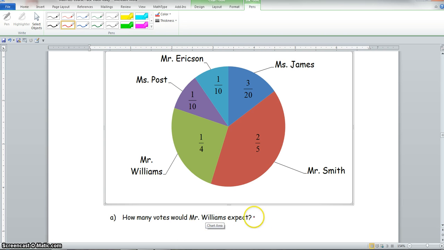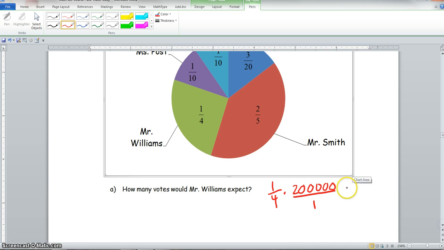It says, how many votes would Mr. Williams expect? Now remember, we'll go to Mr. Williams. He has 1/4. So it'll be 1/4 of the 200,000 people that were called. So it'll be 1/4 times 200,000. We'll put that over 1.